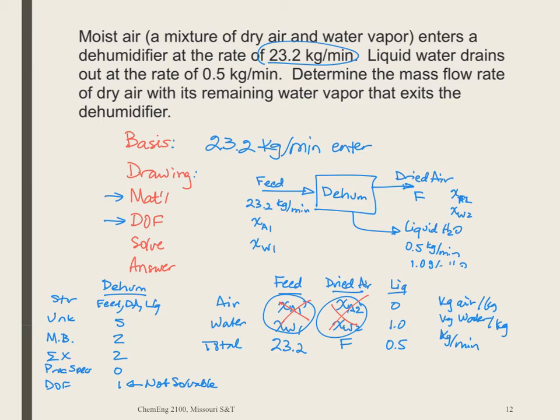Let's write the material balances. Well, my material balances, I could write component or I can write overall, but if I do a total, 23.2 in is F plus 0.5 out. Therefore, F is going to be 22.7, and the units are kilograms per minute.